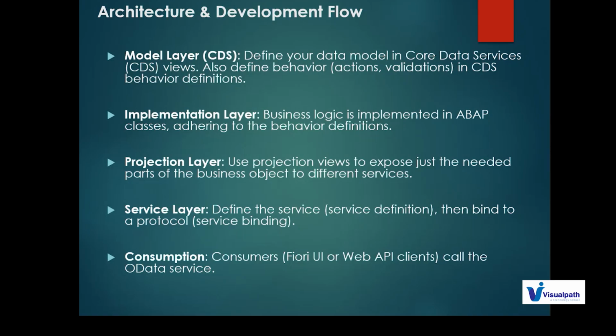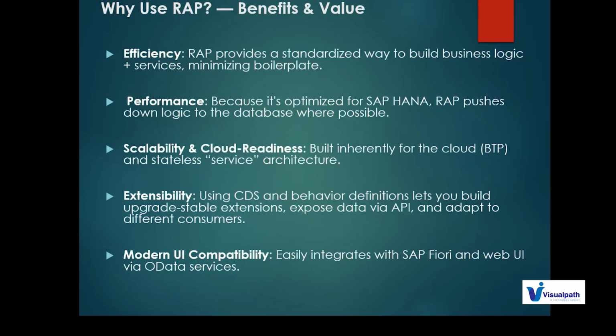Okay. So you need to define the service, what is the purpose of it? And you do the binding as well. Okay. At the end, the consumption part. So consumers, you can use a Fiori UI app or web API clients, okay, and call those data services, right? So why use RAP? Some of the benefits.